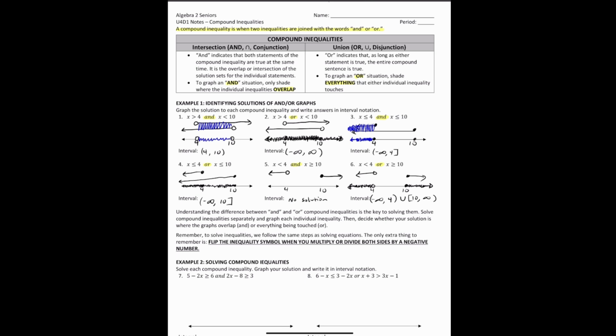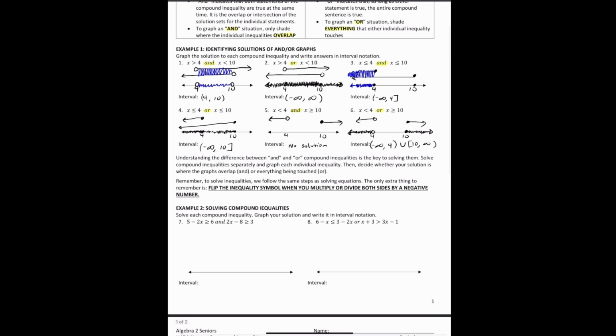All right. Okay, so we understand the basics now. What we're going to do is we're going to involve solving inequalities now. Understanding the difference between and or compound inequalities is the key to solving them. Solve compound inequalities separately and graph each individual inequality. Then decide whether your solution is where the graphs overlap, which is an and type of situation, or everything being touched, which is an or situation. Now, remember, to solve inequalities, we follow the same steps as solving equations. However, the only extra thing that we need to remember is that when we multiply or divide by a negative, we have to flip the inequality.